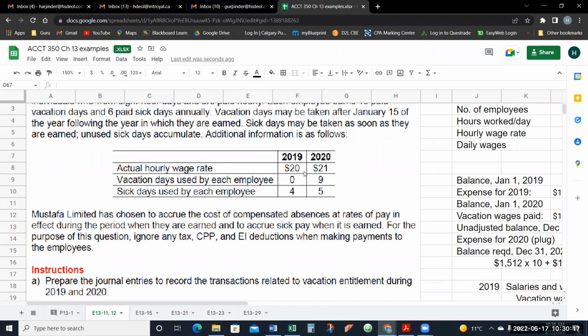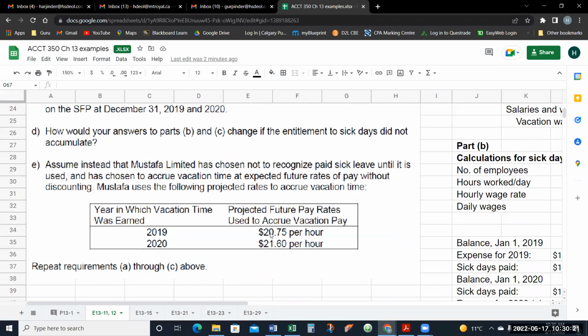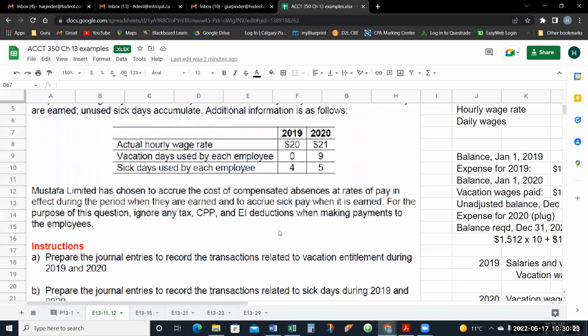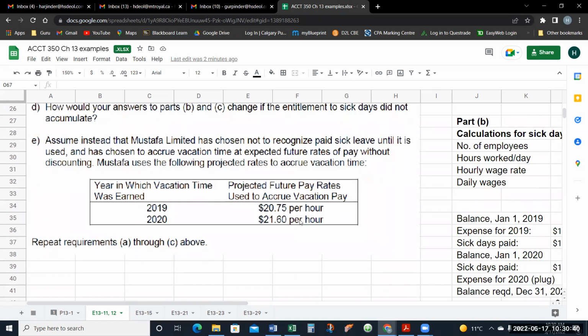In 2019, Mustafa projected that the average pay rate would be $20.75. It wasn't. The actual rate in 2020 came out to be $21. That's okay. The company wouldn't know how much the wage rate will work out to in 2020, right? It's possible that there are negotiations with employees and so on. So don't get bothered by that. The company used $20.75 to accrue its wages.